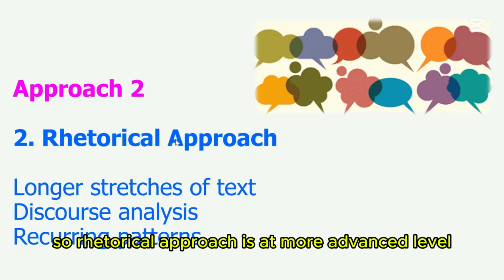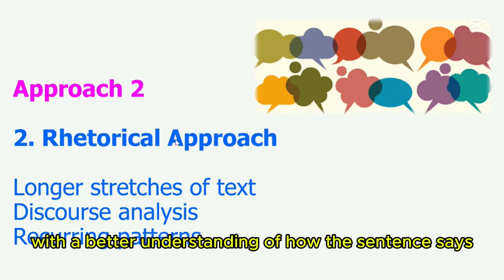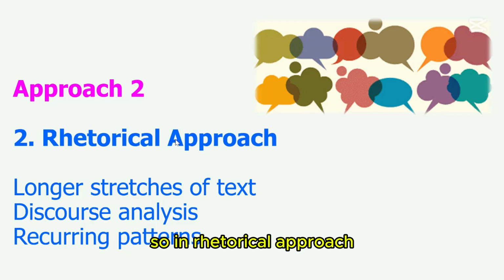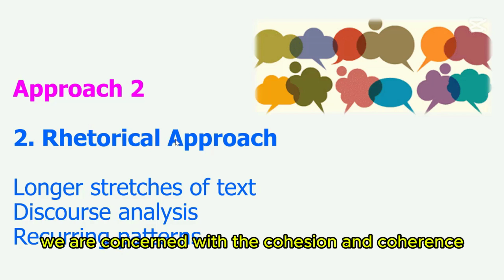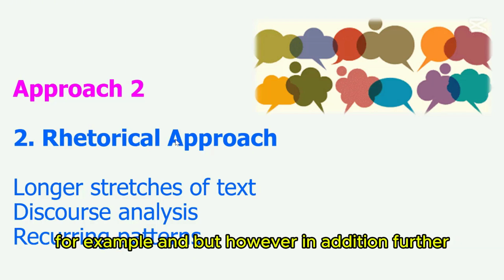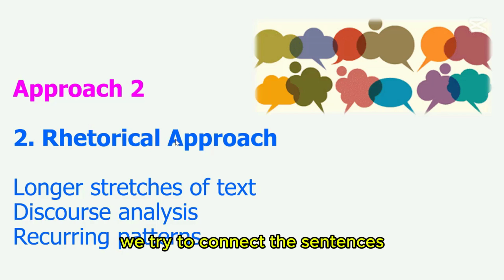So rhetorical approach is at a more advanced level. Rhetorical approach tries to provide us with a better understanding of how sentences get connected and join and formulate a paragraph. So in rhetorical approach, we are concerned with cohesion and coherence. By cohesion, we mean the use of connective words, for example, and, but, however, in addition, furthermore, moreover. So when we use these words, we try to connect the ideas. We try to connect the sentences so that they have a meaning.